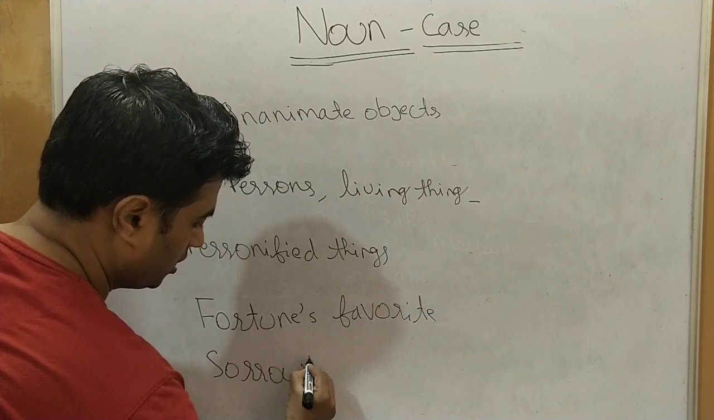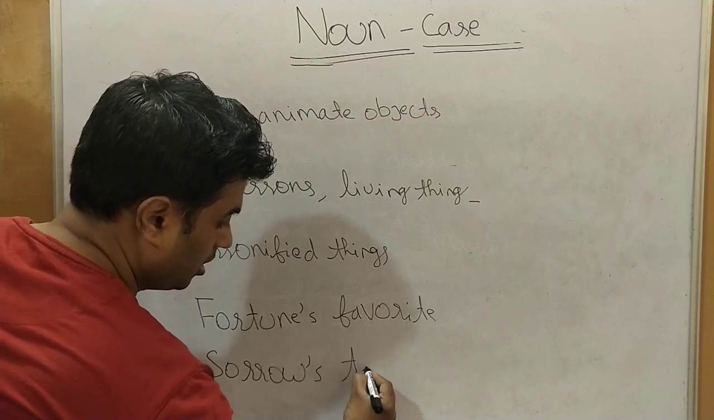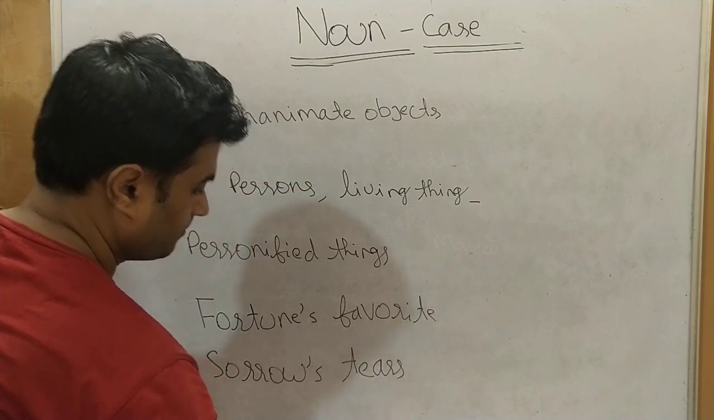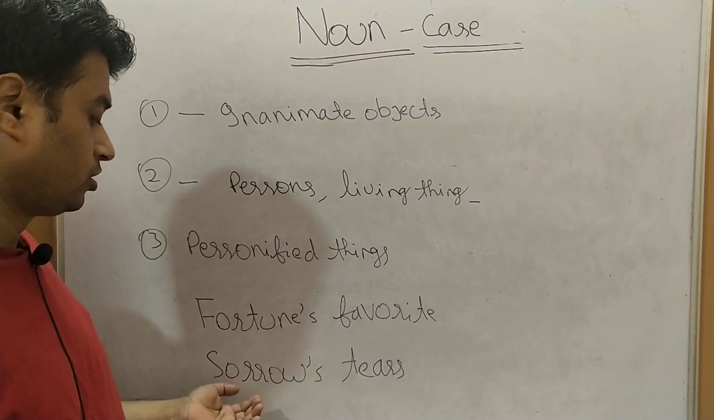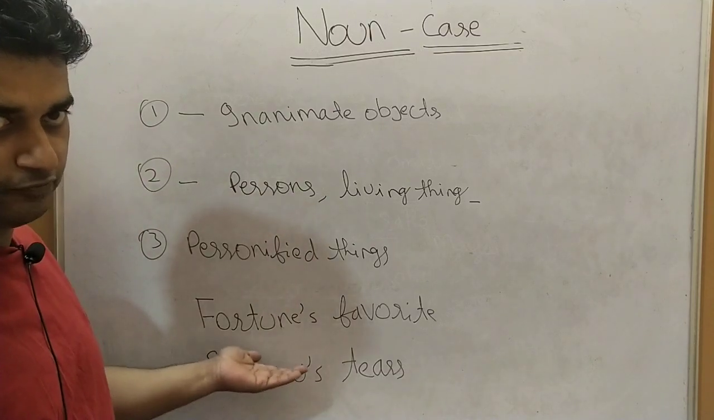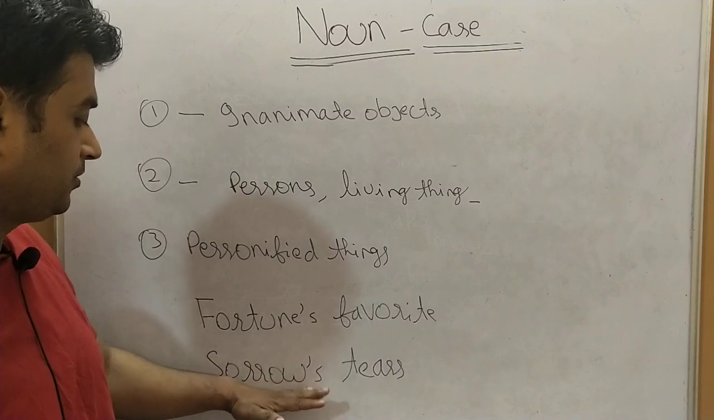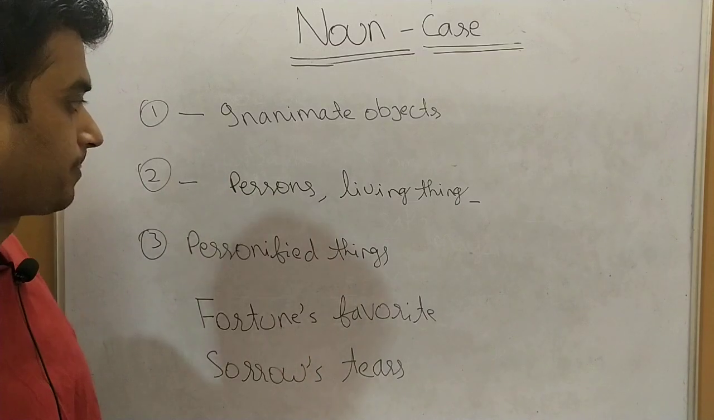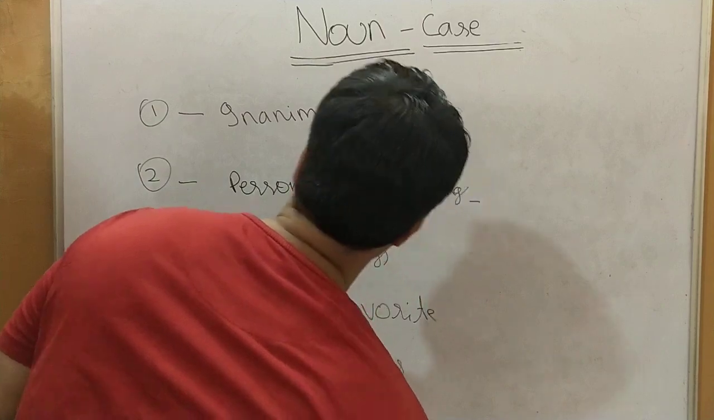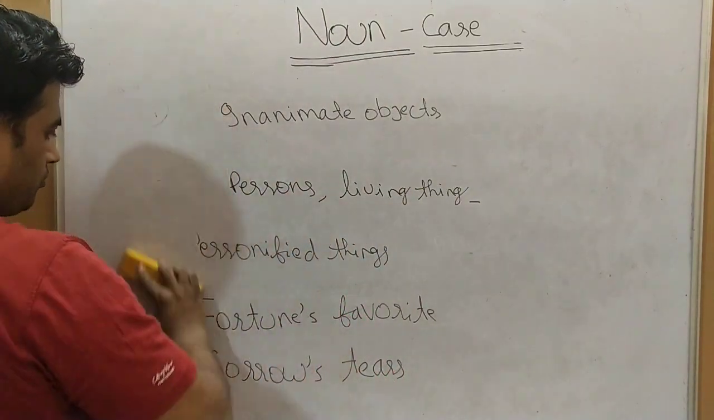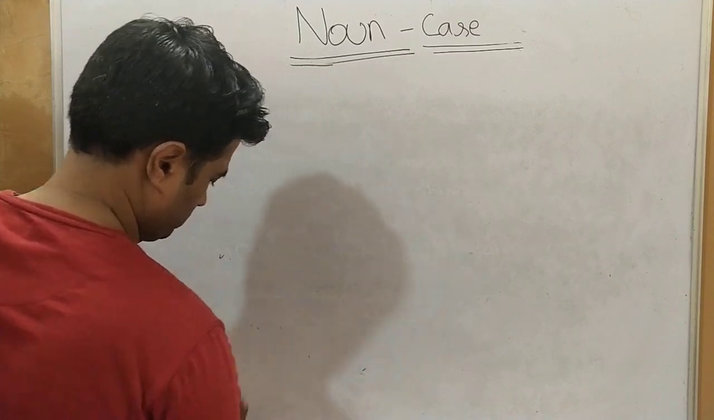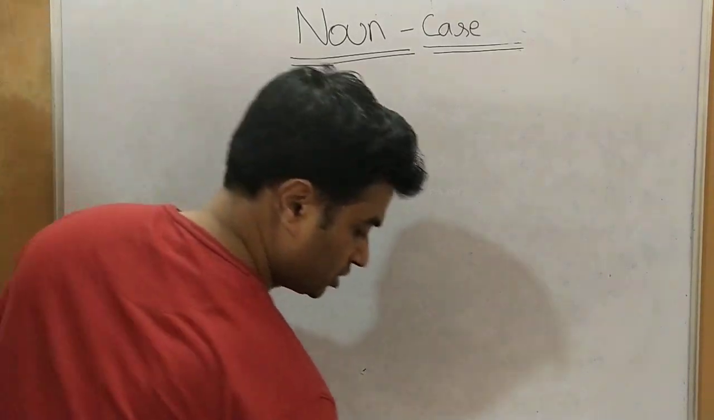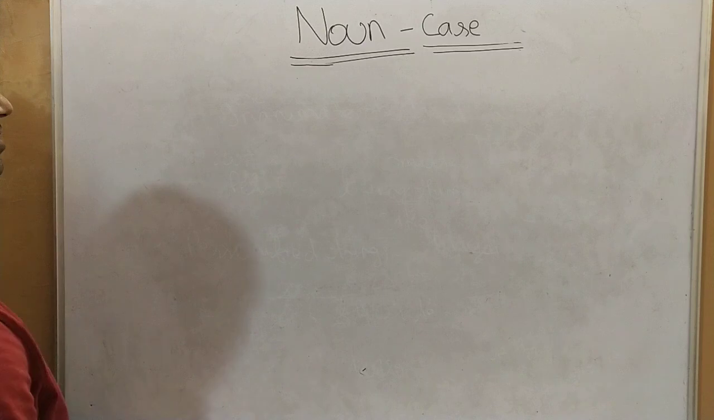अब दुख के कोई आंसू तो होते नहीं है, लेकिन अगर हम कहें sorrow's tears, so it means that we are personifying the word sorrow. Since we are personifying it, then we will have to put it in the possessive case, sorrow's tears. And now we will look at some more nouns which are put in the possessive case.